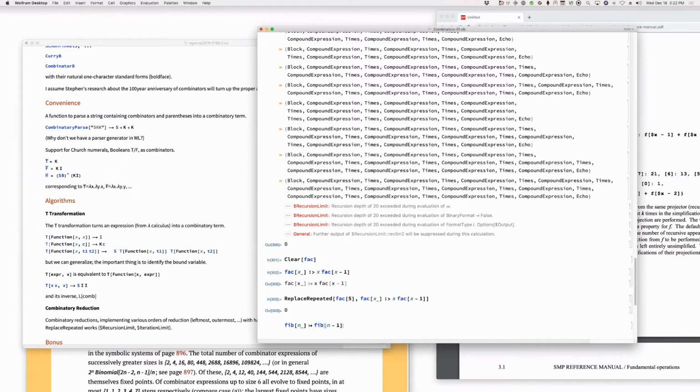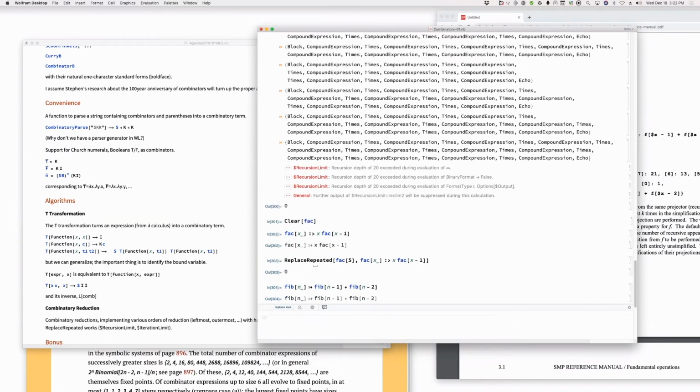So instead of using times, let's just see something. I'm curious about something here. If I do ReplaceRepeated of fib of like 5 here with this, I don't think this will do what I want. And I say ReplaceRepeated, timing. Oh, there's no end condition.